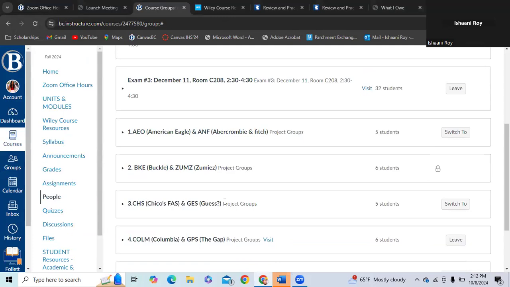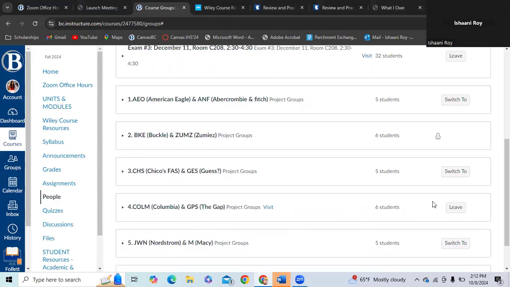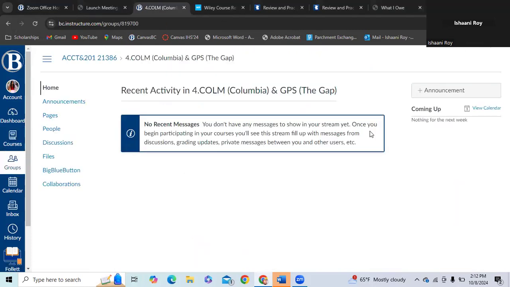No, wait, what group was I? It'll tell you. See how it says leave? It means you can switch. I was in this group, and then I could visit it. Okay, go back to the other screen.